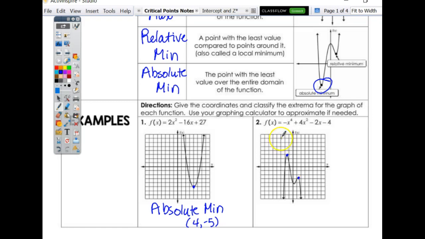Okay, so we said this was the absolute max, relative max. And we're just going to estimate the absolute max is at negative 1.5 and 3. And the relative max is at positive 1.5 and negative 2.5.